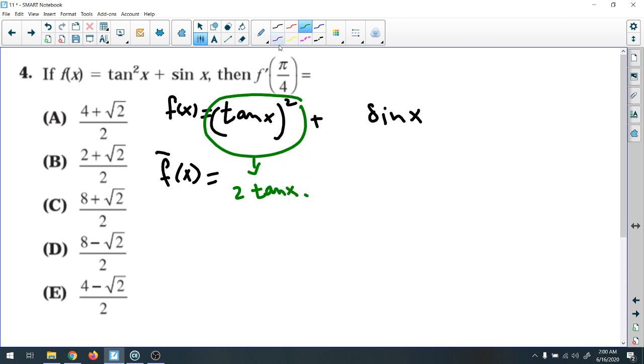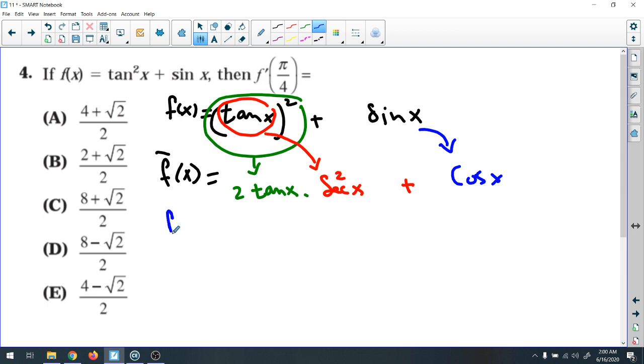Times, go deeply inside and find the derivative of tangent. That's chain rule. The derivative of tangent, as we know, is secant square of x. Plus, let's continue with the function here. The derivative of sine x is cosine x. That's the derivative of the function.